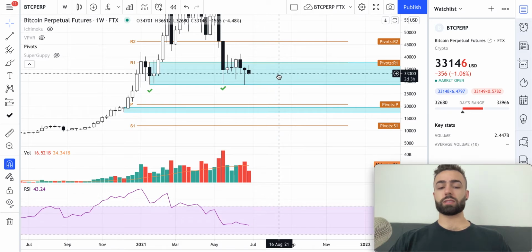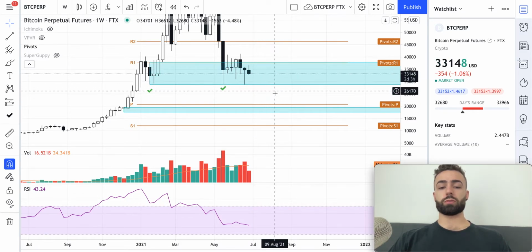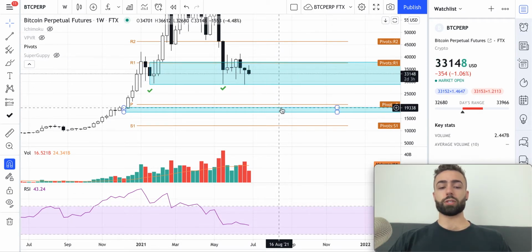this turns into a resistance zone that will potentially push the price down to either the weekly pivot level here, which is at around 20,675, or the light blue zone here, which is right around 19,500.